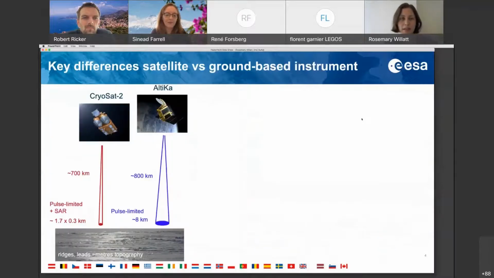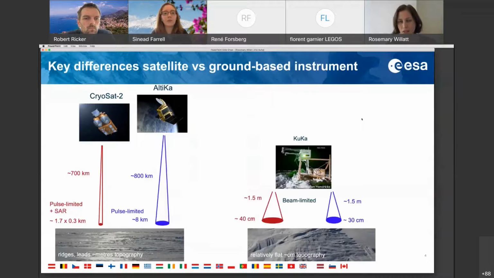So I think it's also really important to emphasize the differences in the geometry. As I said, KuKa is a ground-based instrument and it's operating really close to the ground. Of course, satellites are hundreds of kilometers above the ground, and their footprints are of the order of hundreds of meters to kilometers in size. And within one of those satellite altimeter footprints, you have really quite high topography of the order of meters, which could include ridges and leads, as well as flat areas of floes.